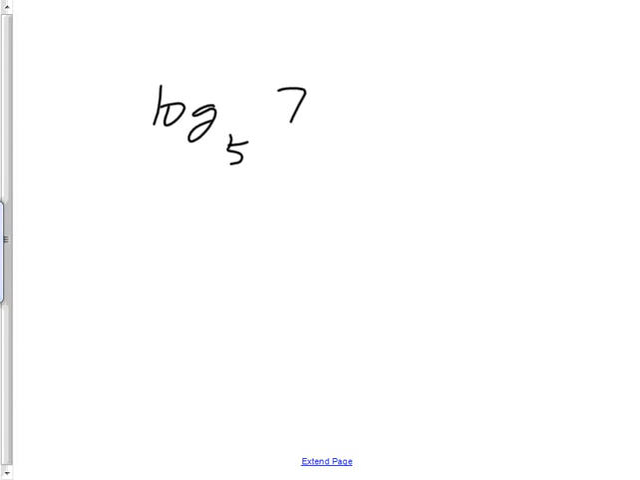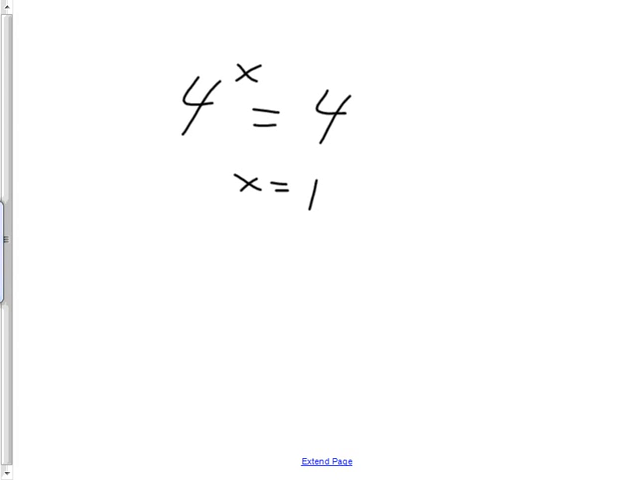I've just handed out the worksheet. I think you'll find that the first few are really kind of no-brainers. Let's do a couple of them. Letter A: 4 to the x equals 4. X must be 1.